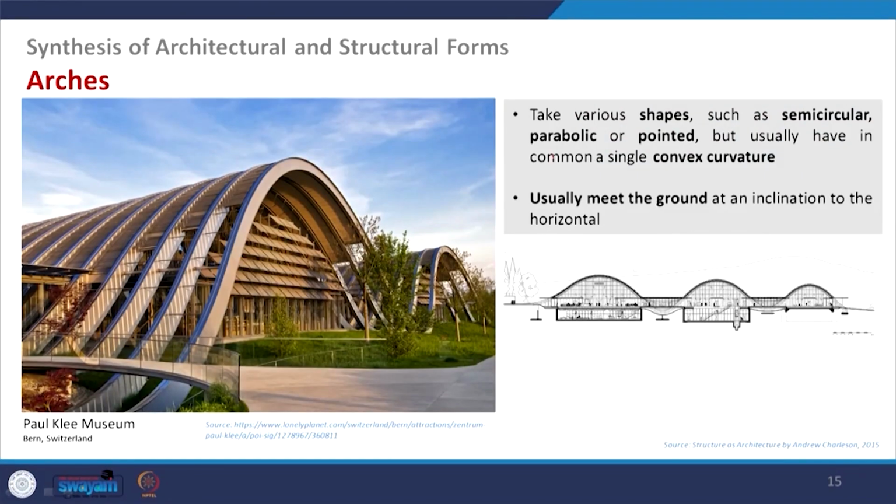Now, come to arches. This is another beautiful example of a museum, the Paul Klee Museum in Switzerland, where there is a beautiful use of arches of different sizes, which resembles the mountain at the back. So, to bring that compatibility with the environment, the arch is being used.